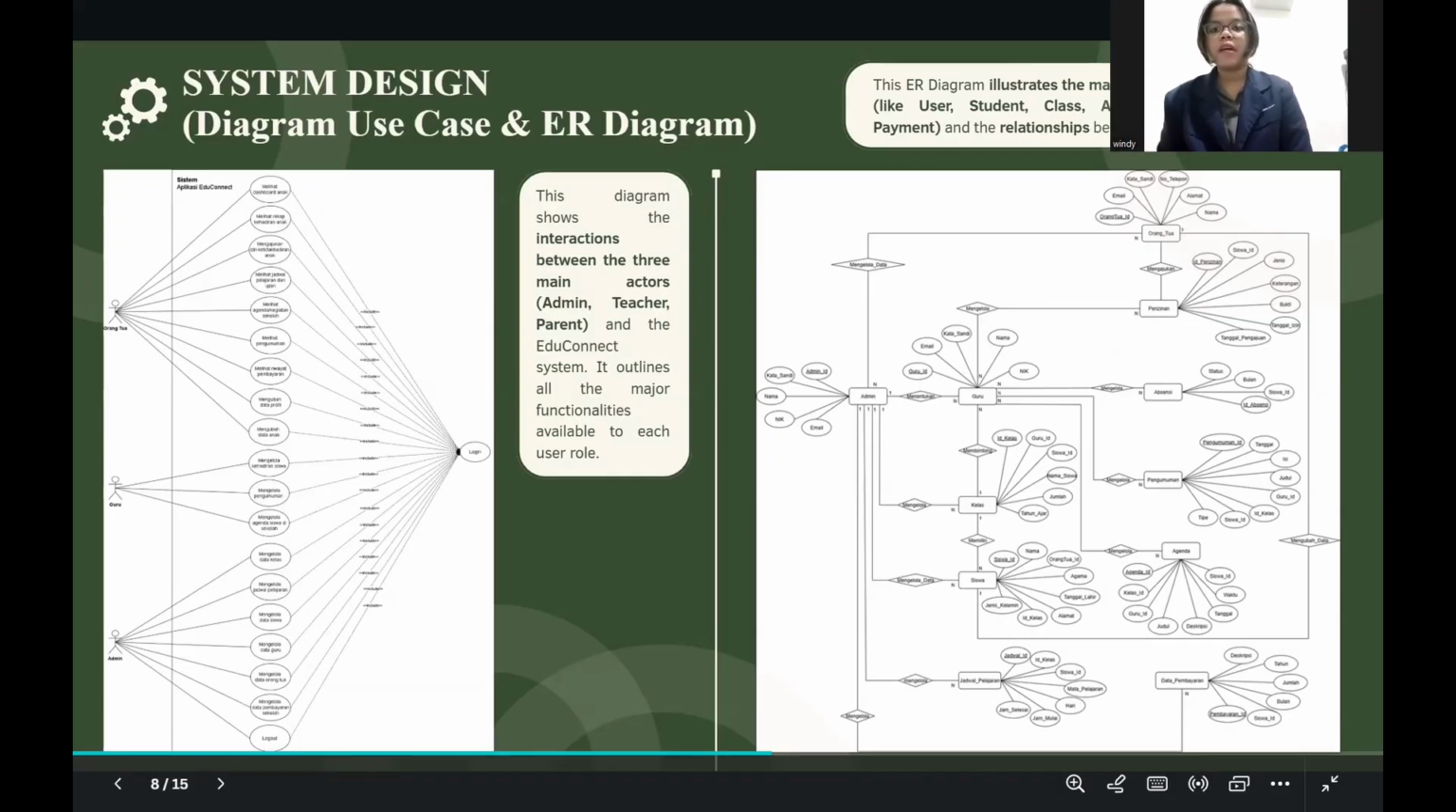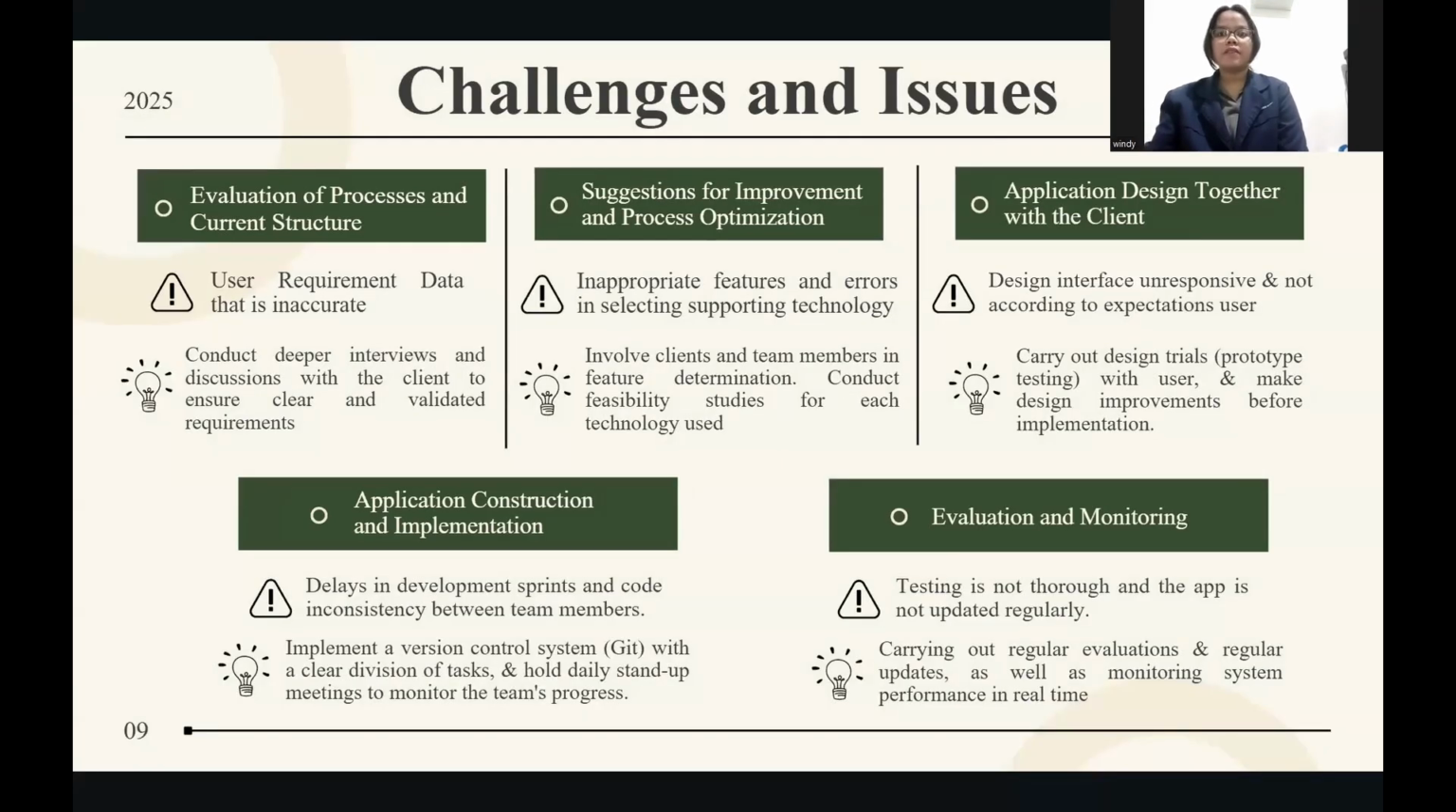The use case diagram explains how the three main users, admin, teachers, and parents, interact with the Educonnect system, showing all the key functions for each role. The ER diagram shows the main entities like user, student, attendance, announcement, and payment information, and how these entities are related in the database. During development, we faced several challenges.